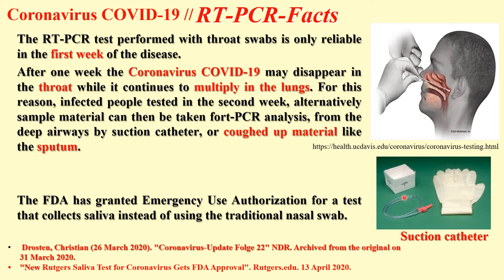This is what the suction catheter would look like. Or we can collect coughed-up material from these people, which is like sputum. So we can perform real-time PCR on their sputum for individuals who are tested in the second week of infection. Also recently, the Food and Drug Administration, the FDA in America, has generated what we call emergency use authorizations, to conduct RT-PCR on saliva rather than performing PCR on RNA extracted from a nasal swab.